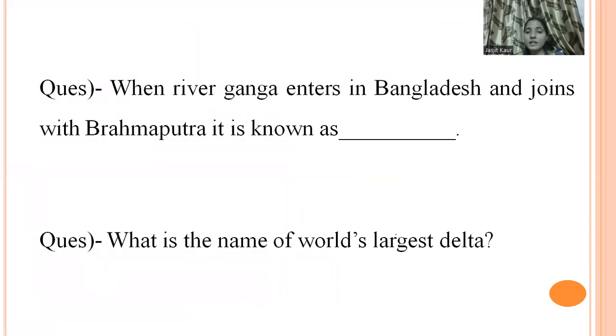So when river Ganga enters Bangladesh and joins with Brahmaputra, it is known as, yes, very good, it is known as Meghna. And what is the name of the world's largest delta? Yes, it's the Sundarban delta. Very good.